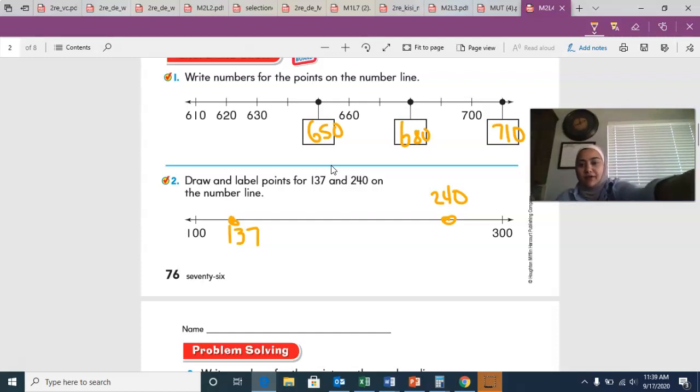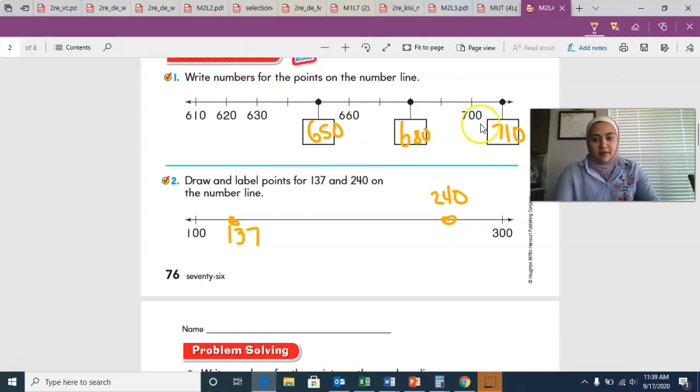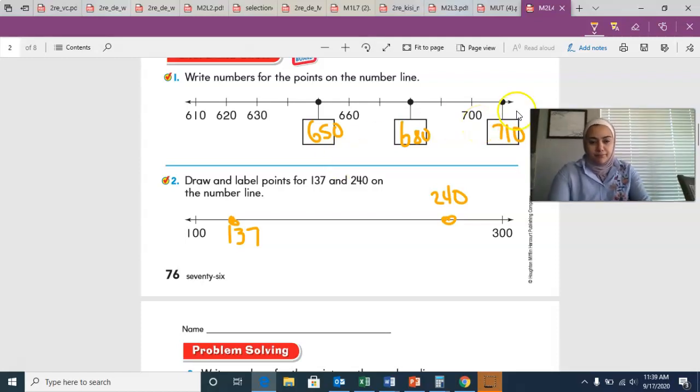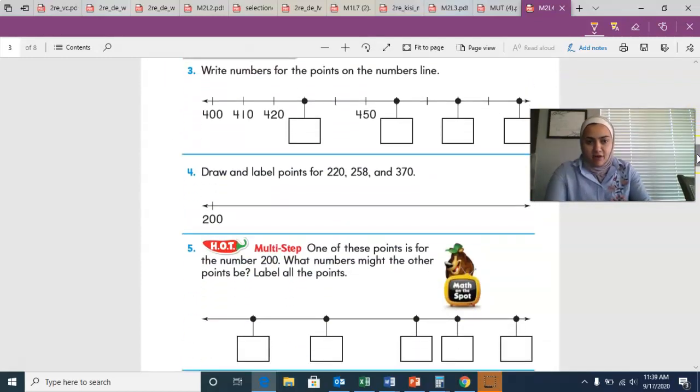Let's move on. Write the numbers on the points on the number line. So, we are going to figure out what they're counting by here. So I'm going to look. They're giving us a clue. This is 400. This is 410, 20. What do you think they're counting by? They're counting by tens. Good.